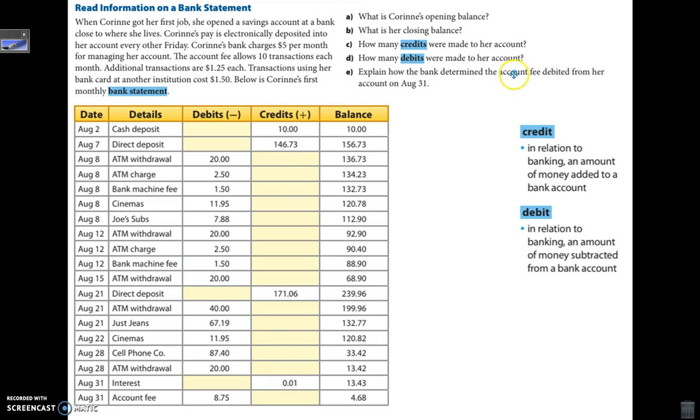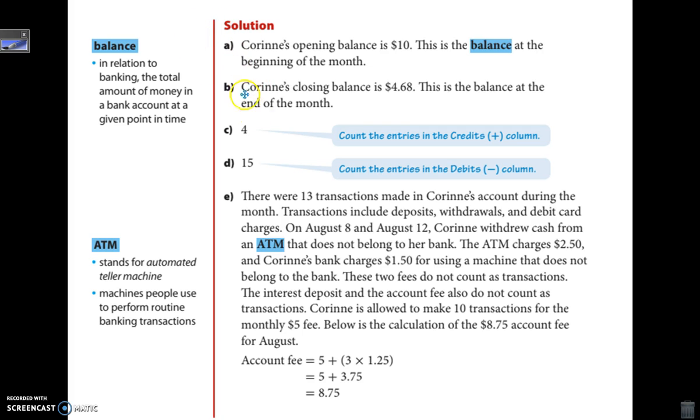So there's some questions here to try and answer. It says, what's her opening balance? What's her closing balance? How many credits were made to her account? How many debits were made to her account? And explain how the bank determined the account fee debited from her account on August 31st. This $8.75. Okay. So I'll give you a minute to do that. Pause the video. Okay. Now that you've done that, you might want to switch back and forth between this screen, and we'll take a look here at the answers.